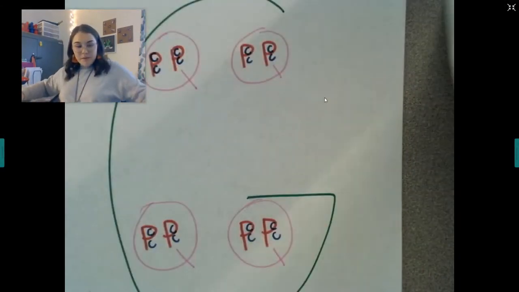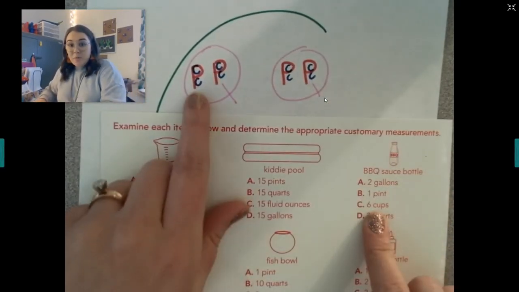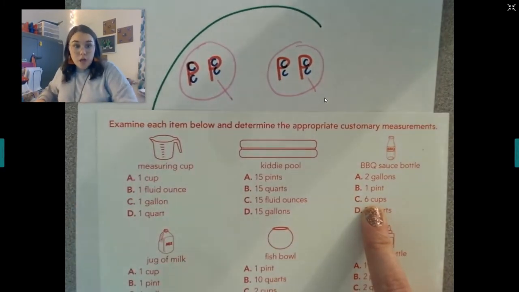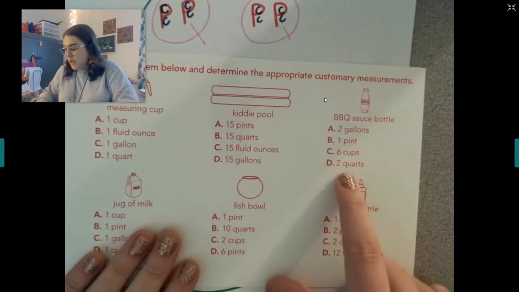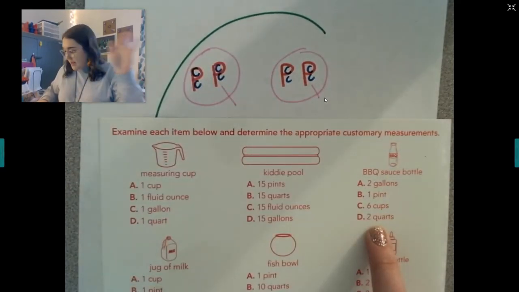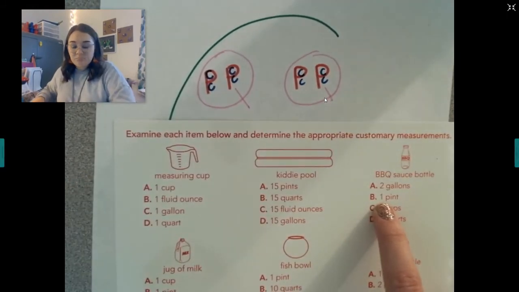So what do you think a barbecue sauce bottle is? I think 6 cups is too much, because that would be 1, 2, 3, 4, 5, 6. That would be 1, 2, 3 chocolate milk bottles. That's too much. 2 big Qs, that would be 4 chocolate milk bottles. I think that's too much. I think we only need 1 pint here, which is just 1 chocolate milk bottle.